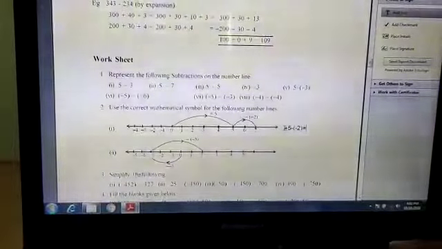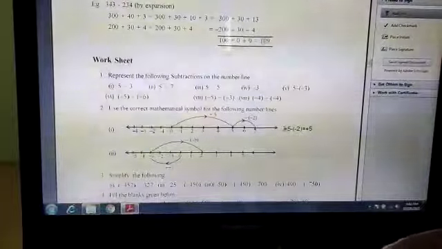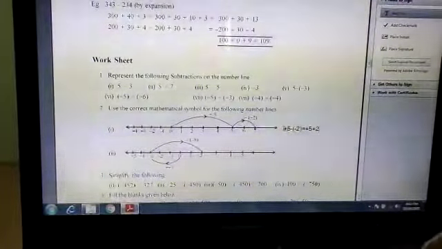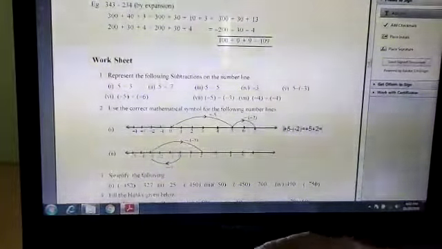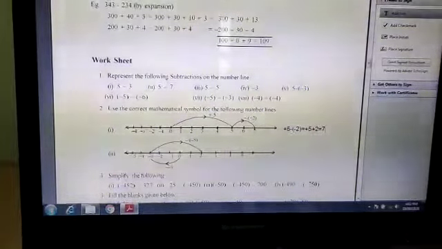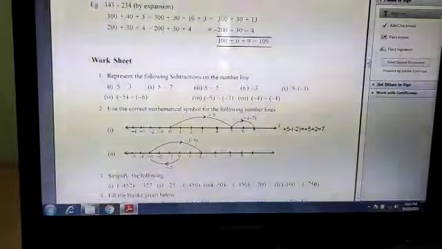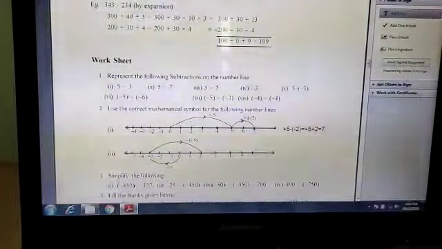Yes, plus 5 plus 2, which is equal to 7. Okay, so this is how you have to write the mathematical symbols for this number line.